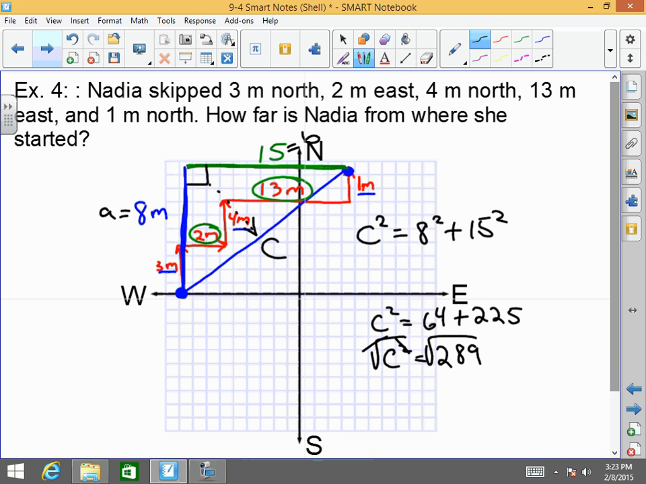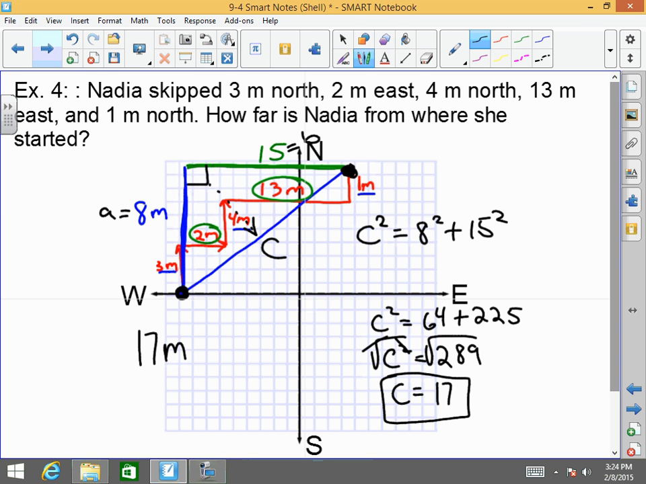to cancel out the power of 2, the exponent of 2, and C equals plus or minus 17 in reality, but we disregard the negative 17 because we are talking about a distance. So she actually traveled from start to finish. If she made that straight line distance, she went 17 meters if she took that diagonal route. Okay, that's how far she is from where she started.